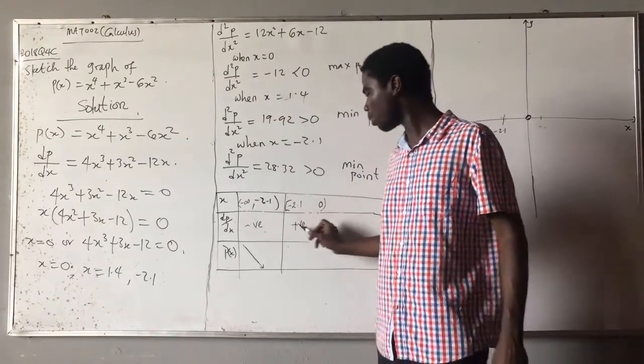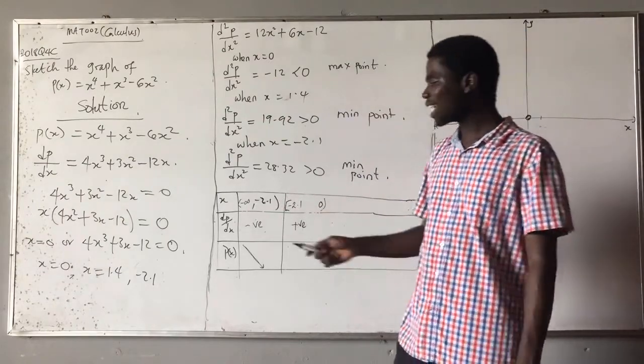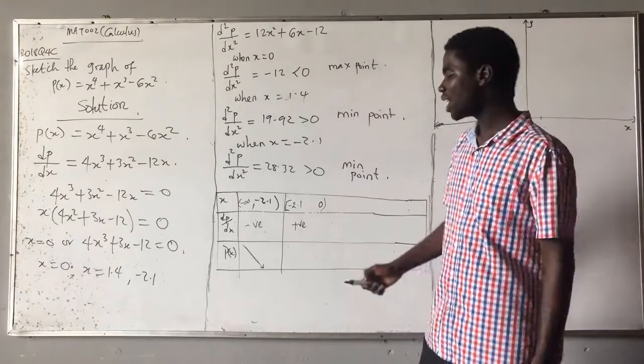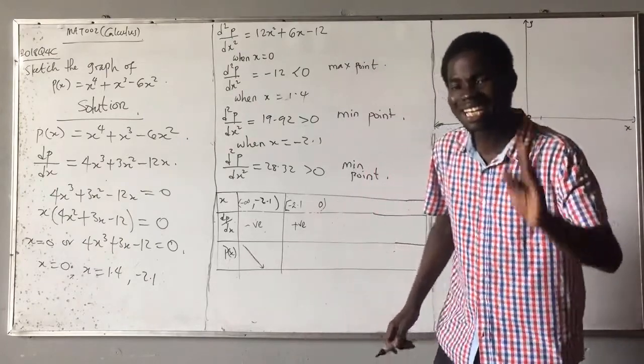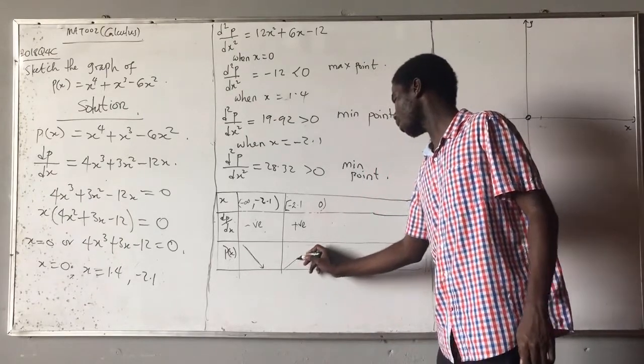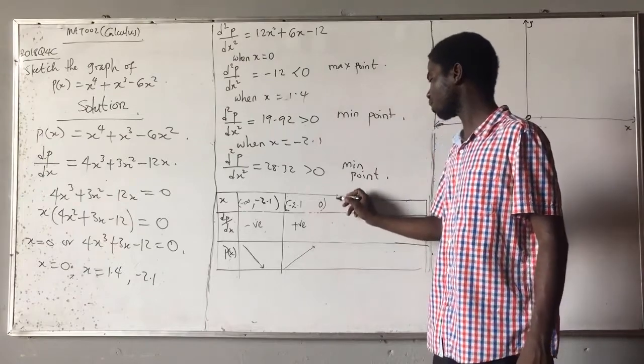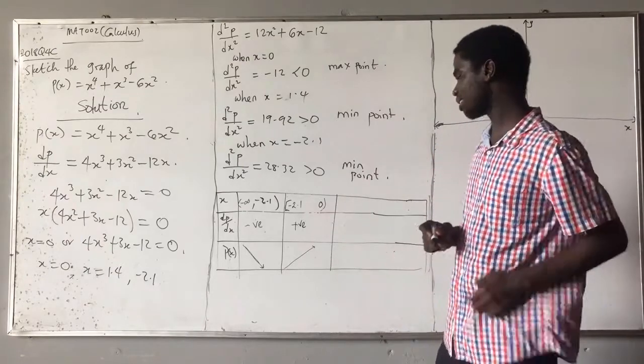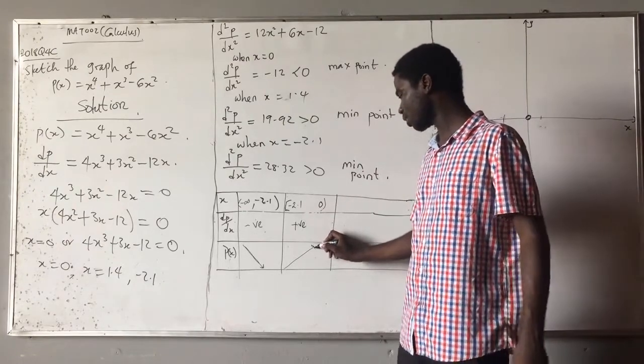The PDS is positive. And when the derivative of a function is positive, it means that the function is increasing. You draw it this way. It means that the function is increasing. Do you see the way I'm doing it?